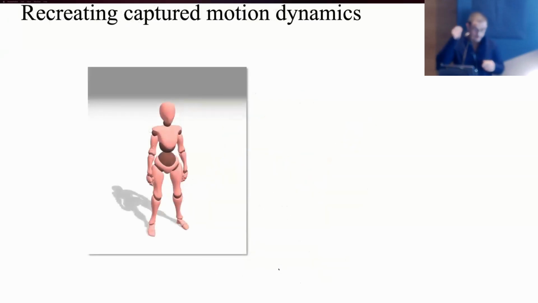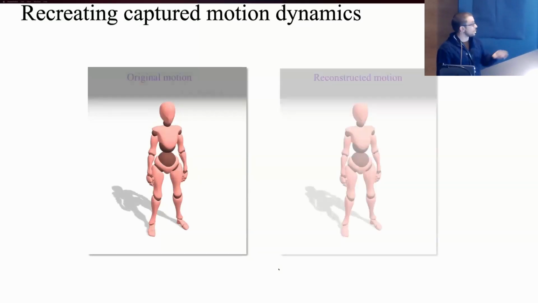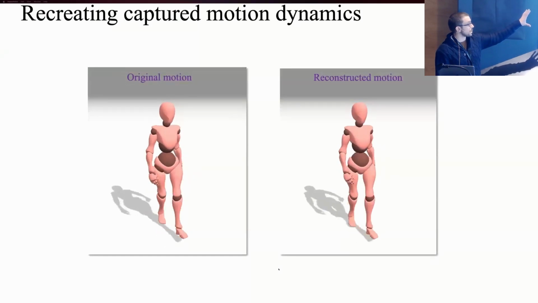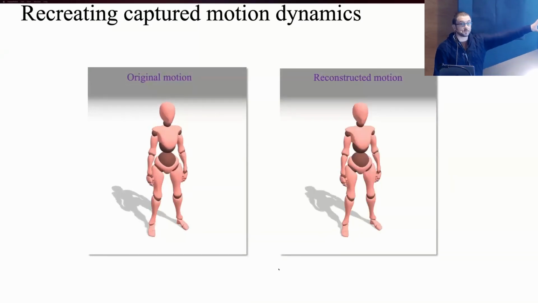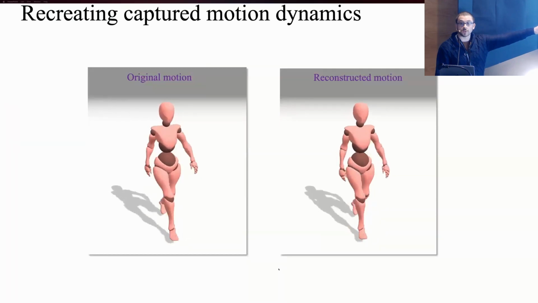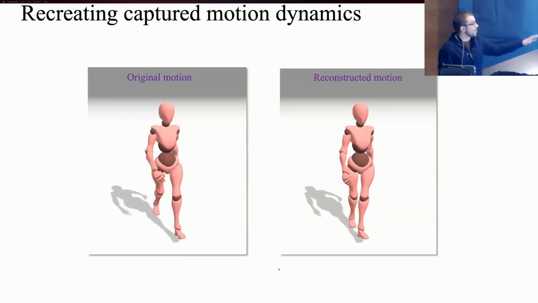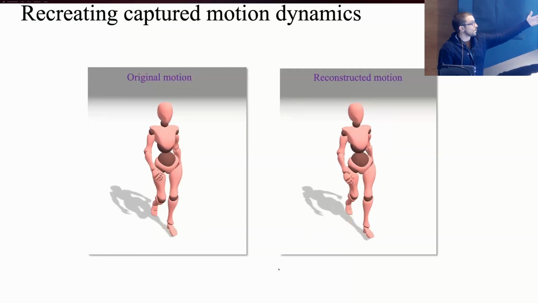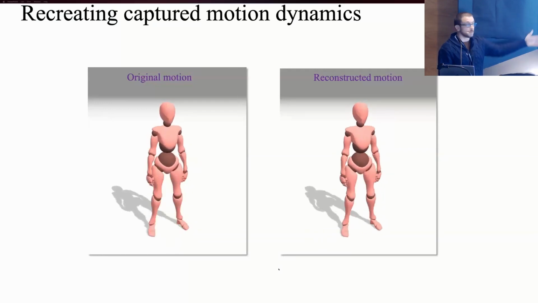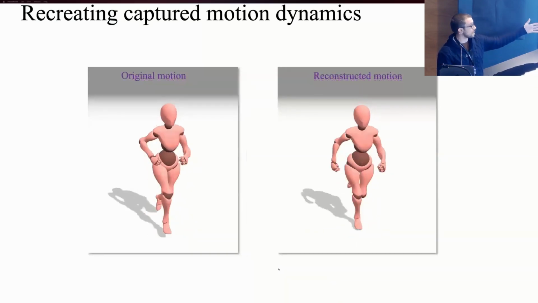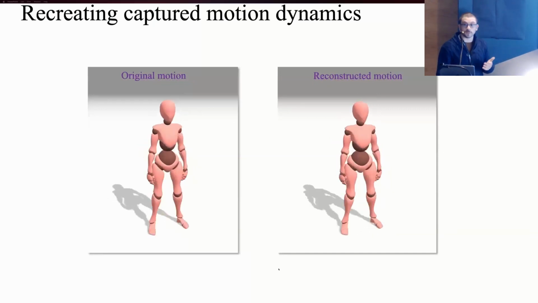So if we scale up this approach to multiple joints of an animated character, then we can try to capture the motion dynamics that are originally there, and we can try to reconstruct the motion as well as possible. And this can be done for slow, small range movements like walking, but also for faster and larger range movements like a running process.